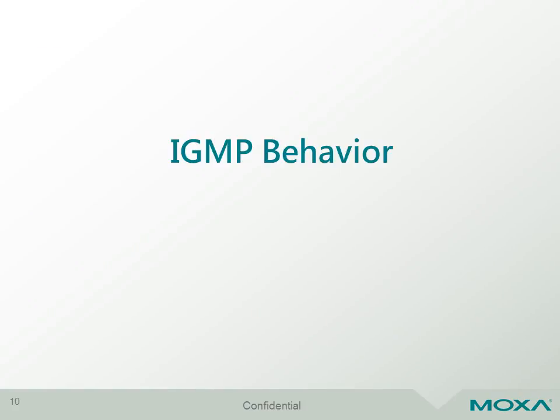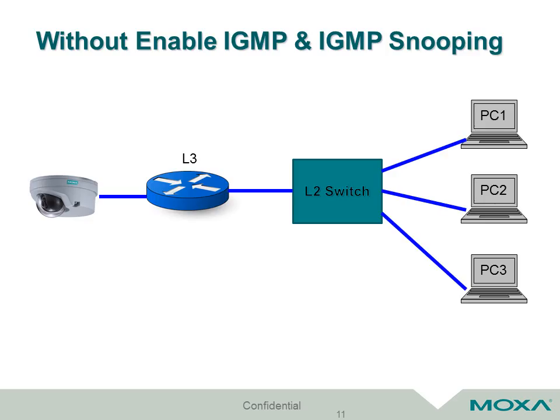Next, we are going to talk about the behavior of IGMP. Before we introduce IGMP behavior, we would like to give you an overall picture of what would happen when you do not enable IGMP and IGMP snooping. PCs act like hosts, so when one of the PCs sends a request to view the camera's image, the multicast stream flows back to the L2 switch. The stream will flood to every host on this switch, no matter if the host wants to view the image or not.